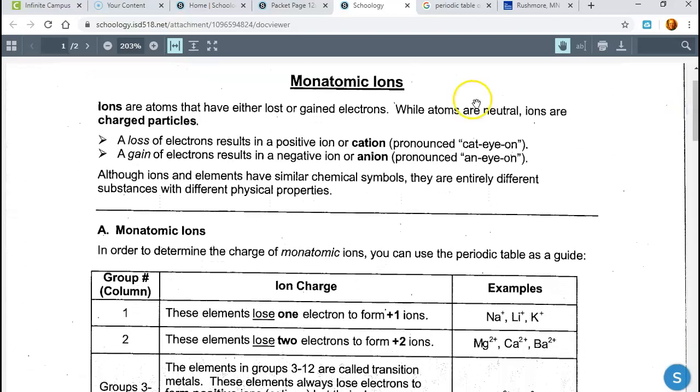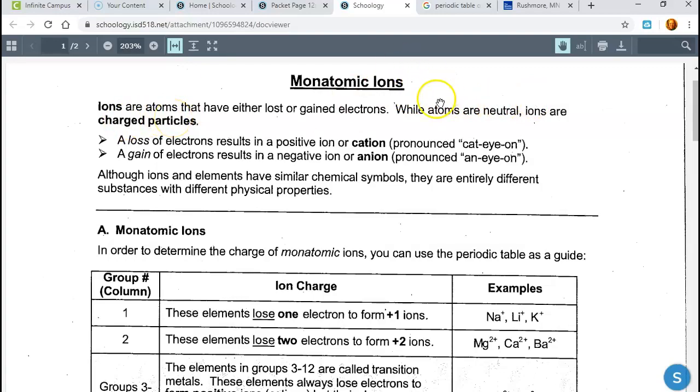Okay, so monatomic ions is the title. And it says ions are atoms that have either lost or gained electrons. So we've been looking at that in the last couple days, where atoms want to be stable and some of them will gain or lose electrons. Okay? While atoms are neutral, ions are charged particles.